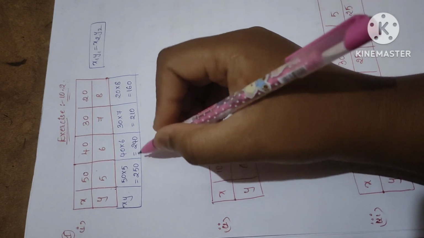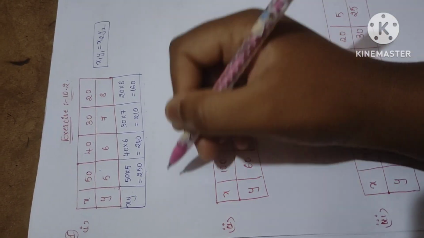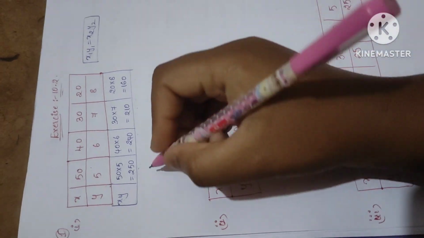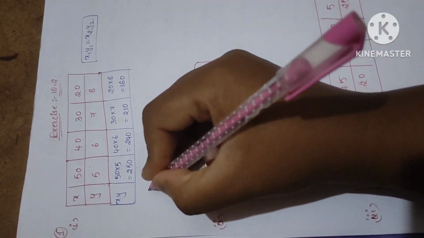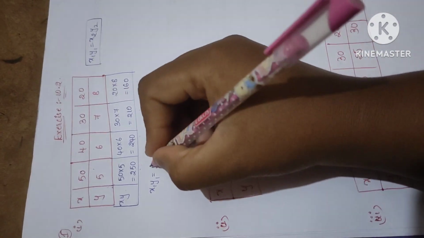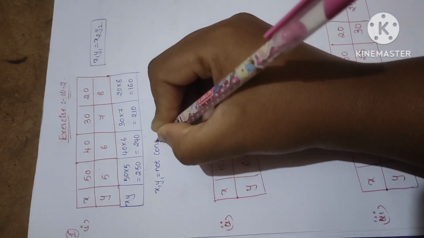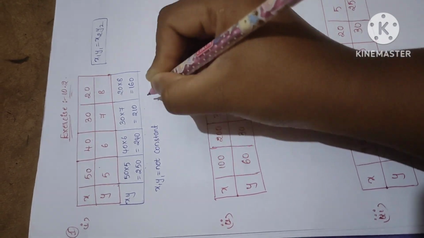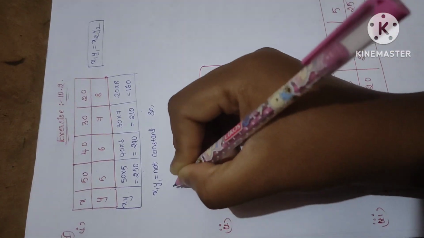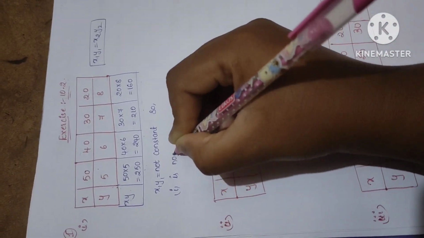So if you see the values of x into y, here 250, 240, 210, 160. That means this is not constant. So we can say xy values are not constant. So this is not in inverse proportion. So let's write the same: x1 y1 is not equal to constant. You can also write x into y is not equal to constant. So the first problem is not in inverse proportion.